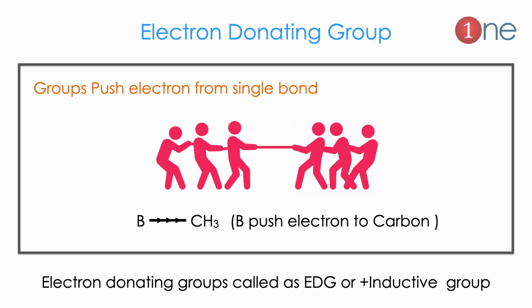Let us see what is electron donating group. Here electron donating group means it pushes the electron through the single bond, meaning the group donates the electron to the carbon. Here, as given, it donates the electron to the methyl. The electron donating group is also called a plus inductive group.